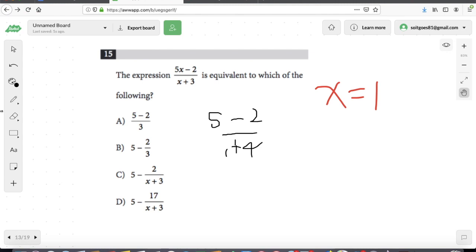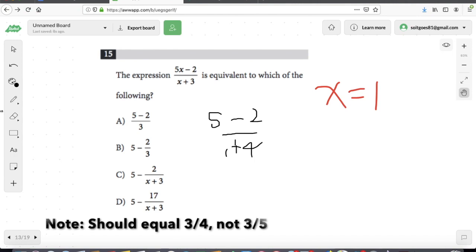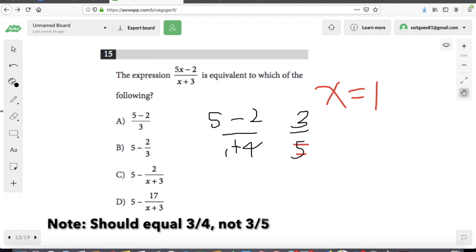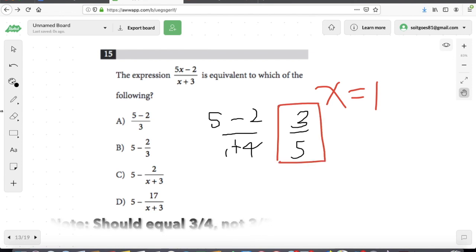So when x is 1, what do we get? Then that's 3 over 5. Yep. You got it? All right, great. So when x is 1, the expression in the question equals 3 over 5. Any questions about that? Make sense? Okay, great.